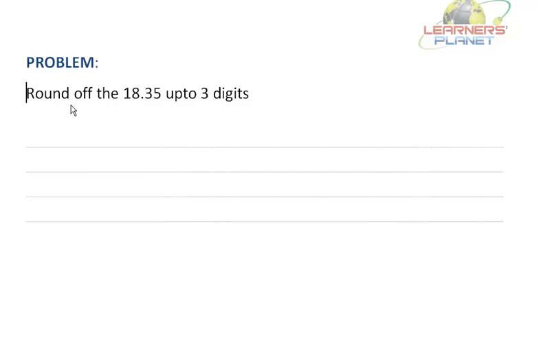The first problem says that we have to round off 18.35 up to 3 digits. So the number is 18.35. It is to be rounded off. That means the cutoff digit is 5. Now let us look at what the rule has to say in this case.